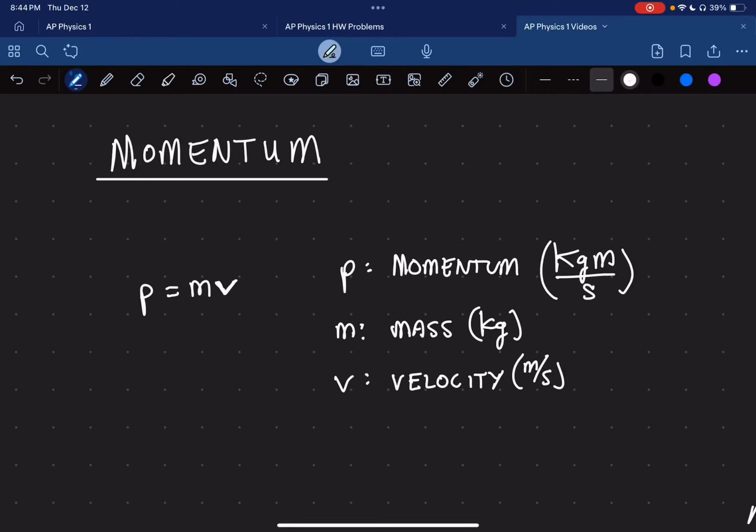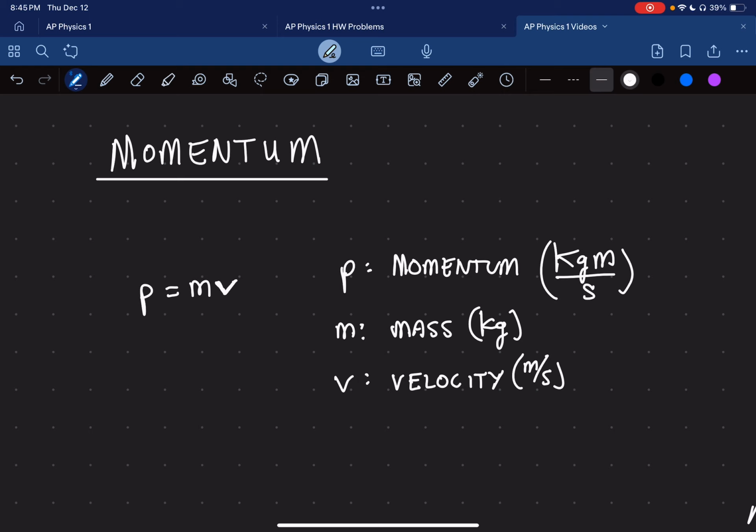This video is about momentum and actually the conservation of linear momentum. Momentum is defined here as the product of mass and velocity. So if an object is moving, we say it has momentum. The more mass of the object and the more velocity, the more momentum it has. The units of mass are kilograms, velocity is in meters per second, and so the units for momentum are kg m/s.